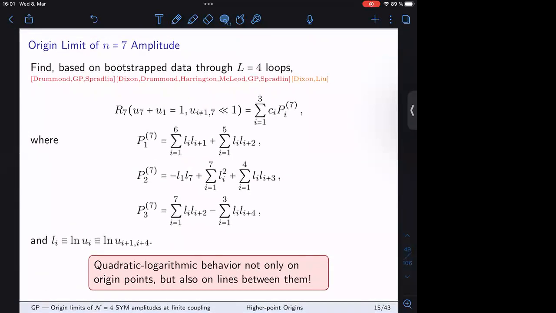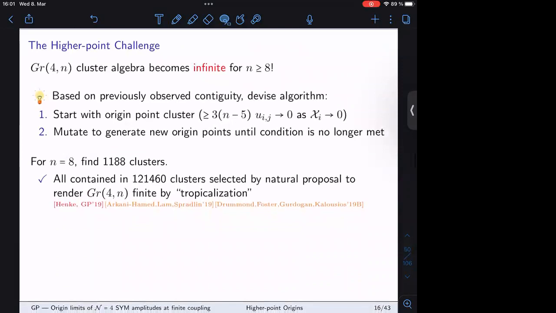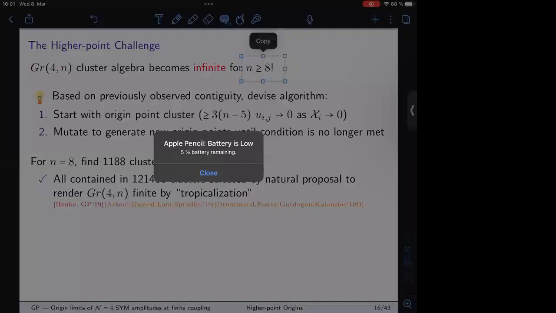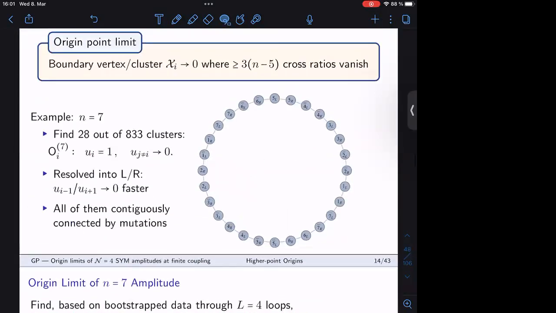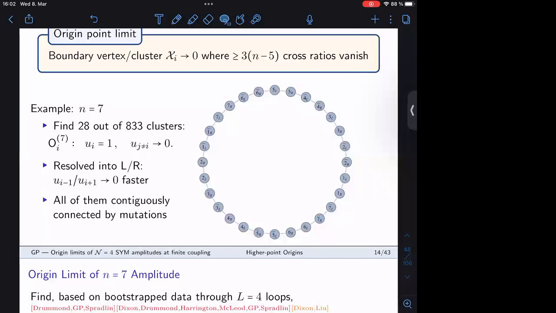Unless there are any questions, I guess I am kind of running out of time. Let me tell you then what the challenge is at higher points. We won't go one by one forever ad infinitum, but a challenge that shows up at n equals 8 or higher is that the cluster algebra becomes infinite. And so you cannot even find this exchange graph I drew to you and then look for the subset of origin limits. However, the fact that all the origin clusters are connected gives us hope for the 7-particle case, gives us hope that this might be true also at higher points.